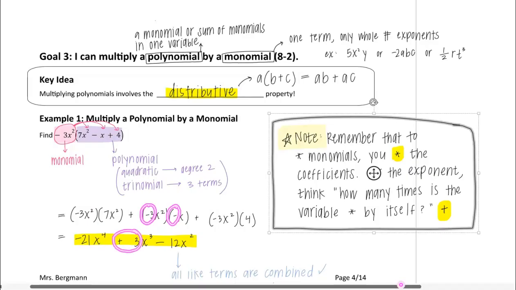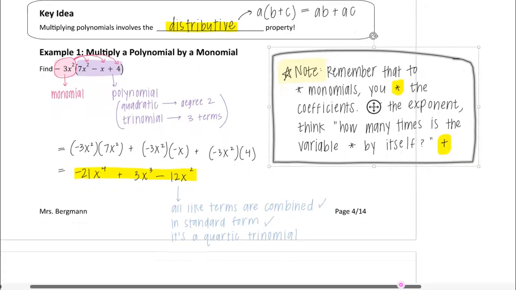Similarly, here we have negative 3 times negative 1. That's how I get a positive 3. Then I have x squared times x to the 1st. That's how I get x cubed. I add those exponents. Then I have negative 3 times positive 4. That's where I get negative 12. And then this is just x squared multiplied by, this term does not have an x in it, so it just stays as x squared.